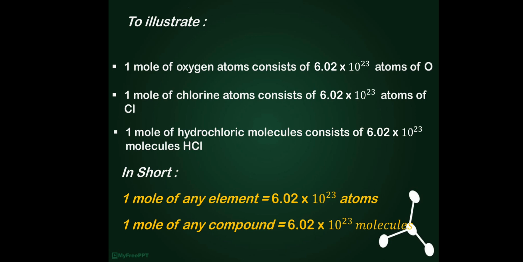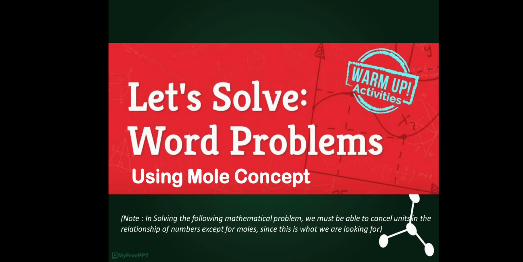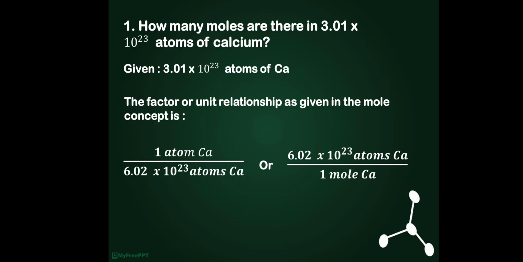Okay? So now let's solve word problems using the mole concept. How many moles are there in 3.01 times 10 to the power of 23 atoms of calcium? So the given is 3.01 times 10 to the power of 23 atoms of calcium. The factor or unit relationship in the mole concept is 1 atom calcium, since there is an invisible 1 in calcium there.